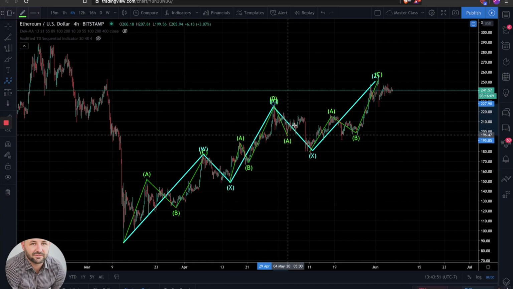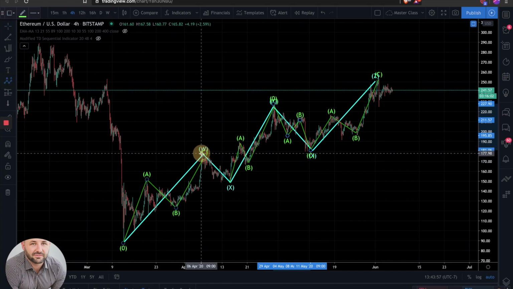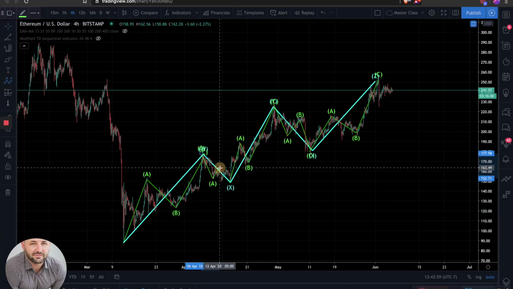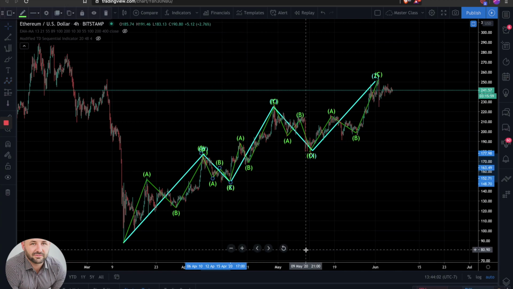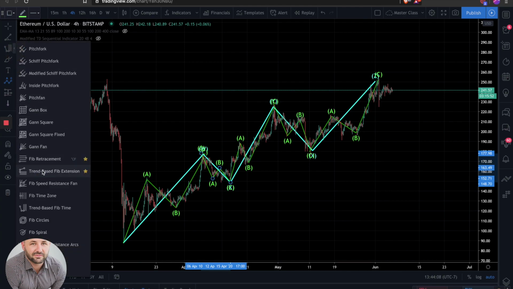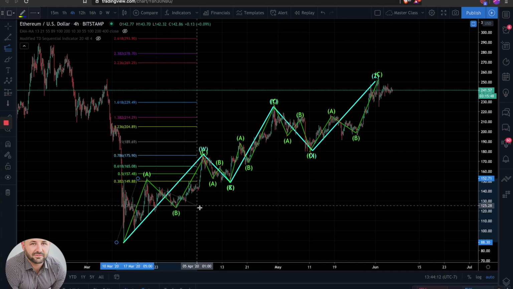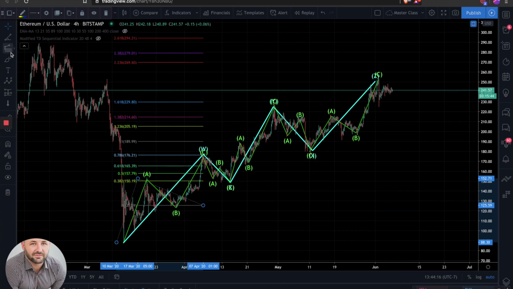So 3-wave right here, and 3-wave right here. And the fibs match. When you pull your fibs on all these guys, they do match. So, boom, 786.